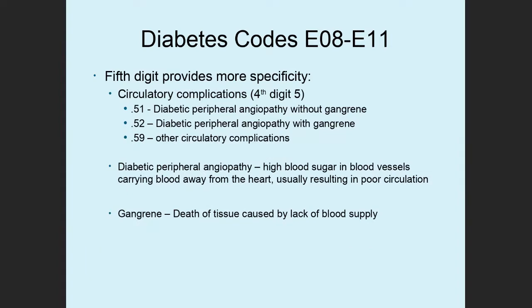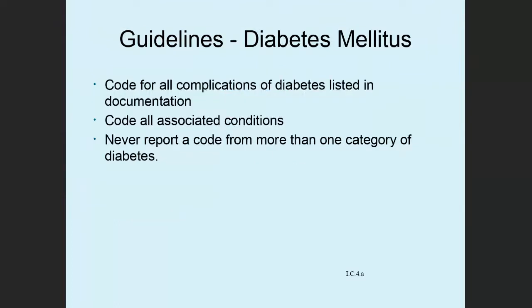Now, circulatory complications start with diabetic peripheral angiopathy, without gangrene, with gangrene, and then other. And again, these are all the same regardless of the category. Now, the guidelines state that you should code for all complications of diabetes listed in the documentation. So you're going to do more than one complication if more than one complication is documented. Use separate codes. Code all associated conditions, and we'll talk about those in a minute.